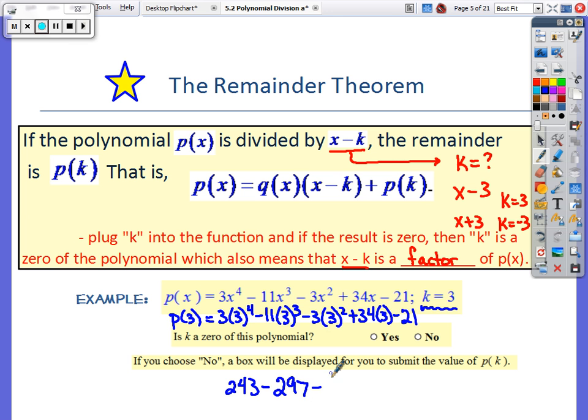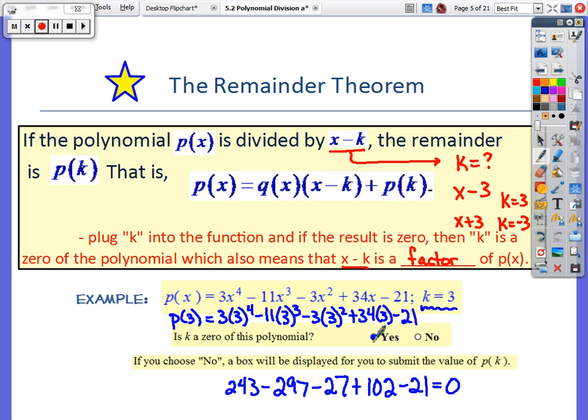And then we're subtracting here. 3 squared is 9 times 3 is 27. And then we're going to add whatever 34 times 3 is. And 34 times 3 is 102. And then we subtract 21. Now, if I plug all this back into my calculator and figure out, okay, what do I have going on here? What you'll notice is you end up getting 0. So, is 3, which is our k, considered a 0 of the polynomial?